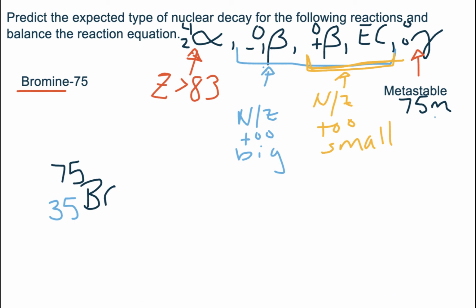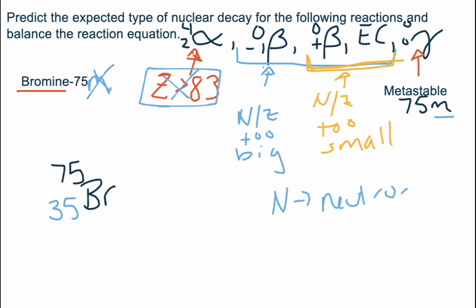Our first question is, is it metastable? No, it's not metastable because there's no m written here. So not metastable. We won't see a gamma emission. Our next question is, is the atomic number greater than 83? No, because it's 35. So then we have to go over here and decide if our N to Z ratio is too big or our N to Z ratio is too small. So the N to Z ratio is talking about the neutron to the proton ratio. So N is standing for neutron and Z is standing for proton.